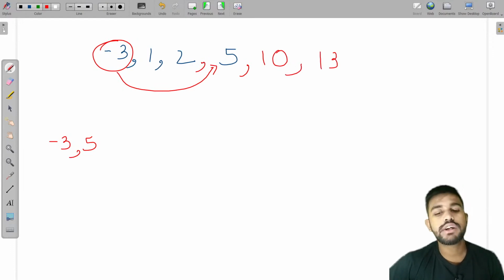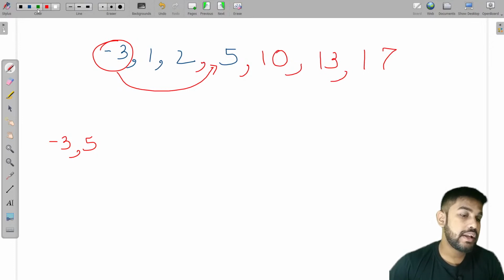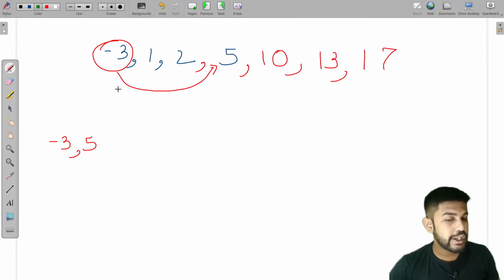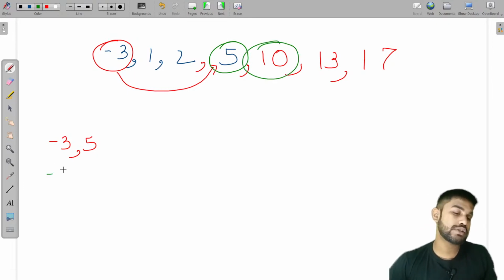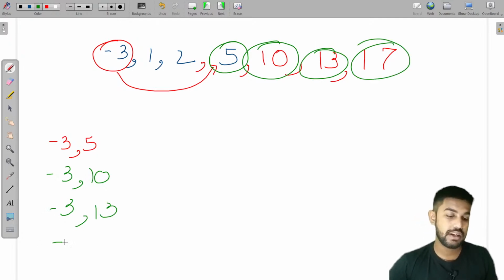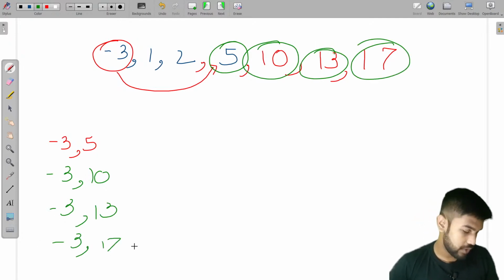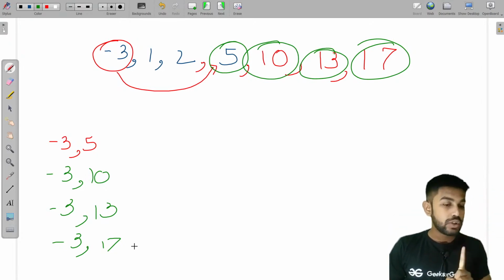We have 13 here and we have 17 here. Whatever be the thing, we can observe that after a certain period of time, if this value is our answer, then this value would also be our answer, because minus 3 plus 10. Then this value would also be our answer, minus 3 and 13. This value would also be our answer, minus 3 and 17. So we can see that we need to just count the indexes.